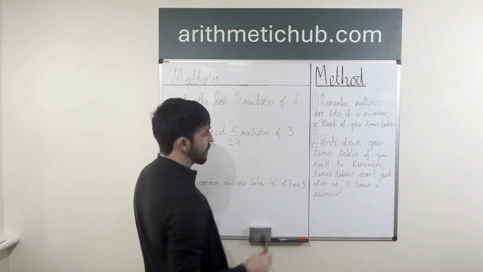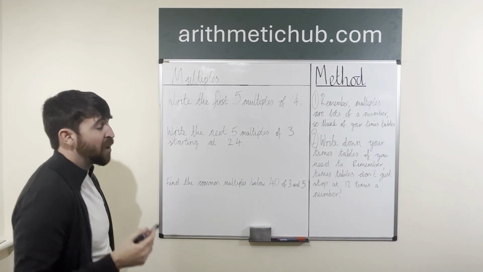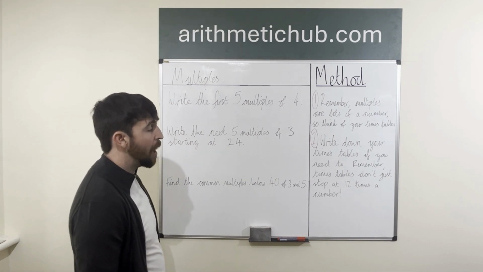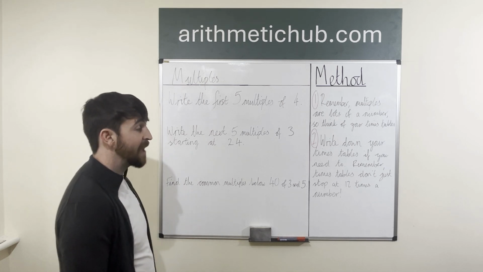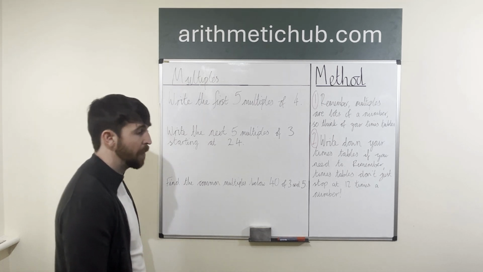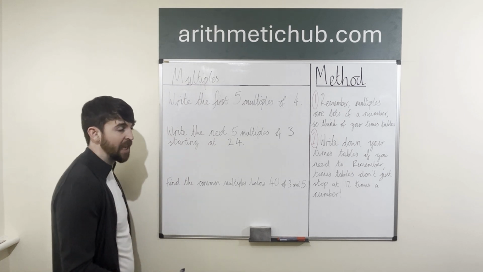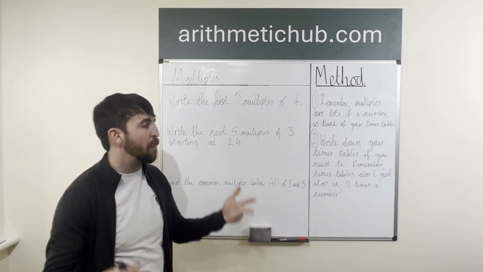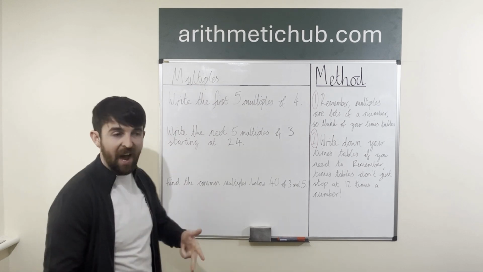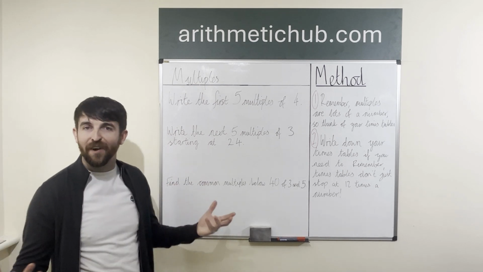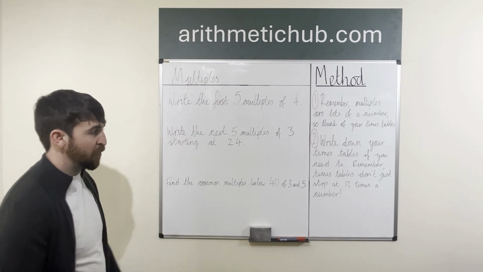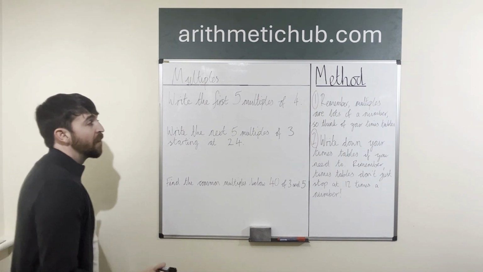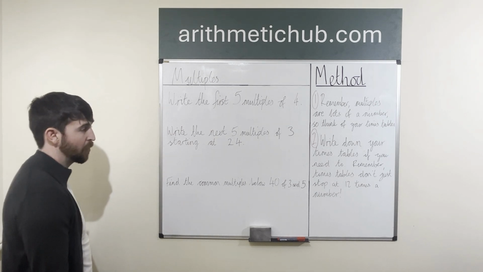So the method says, the first part says, remember, multiples are lots of a number, so just think of your times tables. The second part says, write down your times tables if you need to. Remember, times tables don't just stop at 12 times a number. So say for example, I'm doing my 2 times tables. I don't just go 20, 22, 24, that's it. I couldn't possibly find out what 13 times 2 is? I know 12 times 2 is 24, but what is 13 times 2? All you would do is just add another 2, another lot of 2, wouldn't you? Okay, so think of your times tables when you're thinking of multiples, okay?